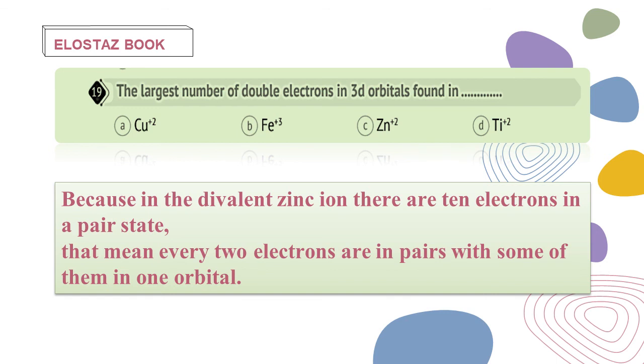Okay, so we have the zinc ion, Zn plus 2. All of the 3D will be filled with electrons, so it will lose the two electrons present in the 4s, but all the 3D orbitals are filled with electrons, with pairing in each one. So the right answer here will be letter C. Let's go into the last question of our booklet, question number 20.